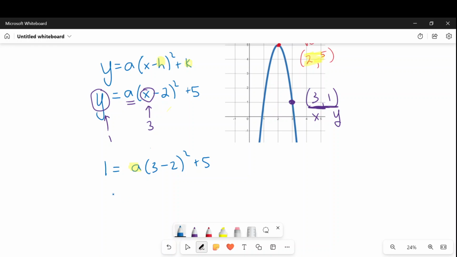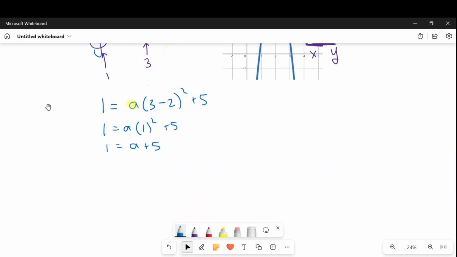So inside this bracket, I've got 3 subtract 2, which is 1. And then I've got 1 squared. So this is really a times 1, plus 5. So I have 1 equals a plus 5. I want to solve for a. So I'm just going to subtract 5 from both sides. So I've solved for a.